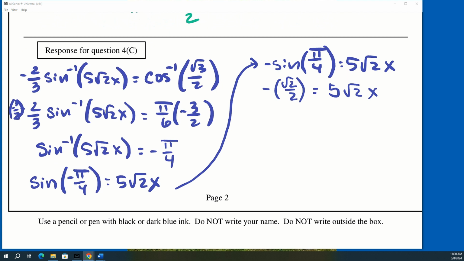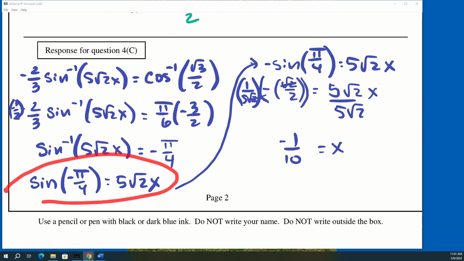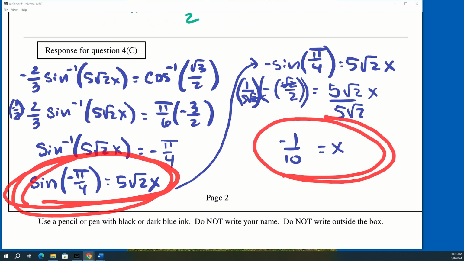All right, and then finally, we can solve this for x by dividing by 5 square root of 2, which is the same as multiplying by the reciprocal. So the square roots of 2 cancel. I made a real mess of this work, but that's going to be negative 1/10 in the end. I feel like getting to this point gets you a point, and then getting to this point gets you the other one.